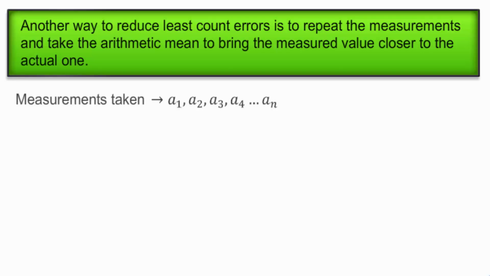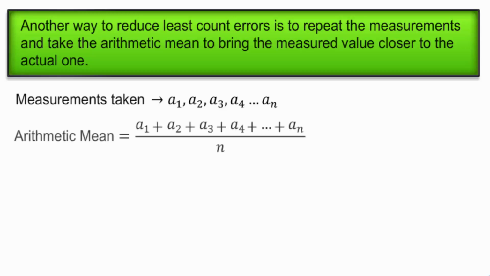If n measurements are taken, say A1, A2, A3, A4, and so on till An, then the final value will be taken as the arithmetic mean of these n measurements. In the absence of a true value of measurement, this arithmetic mean is treated as the true value.